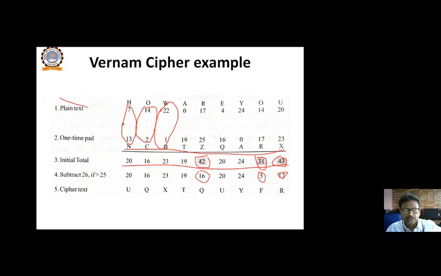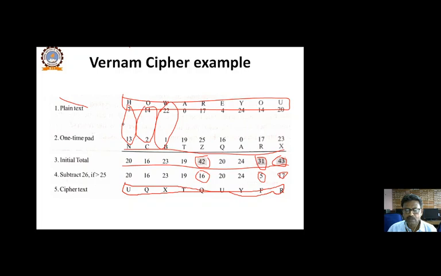So after adding the one-time pad to the plain text, the first character result is 20. 20 is equal to U, 16 is Q, 23 is X, 19 is T, and 16 is Q, 20 is U, and so on. So the original plain text was "How are you?", which after applying the Vernam cipher using the one-time pad NCBT, gives us the ciphertext as this one: UQ, XTQ, U, Y, F, and R. So this is how the Vernam cipher is used.